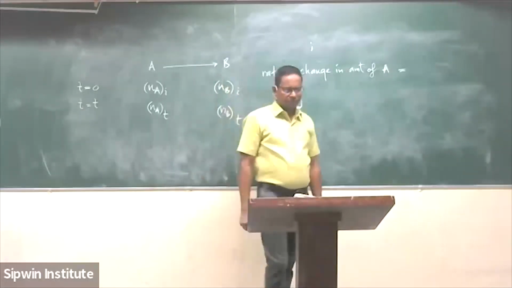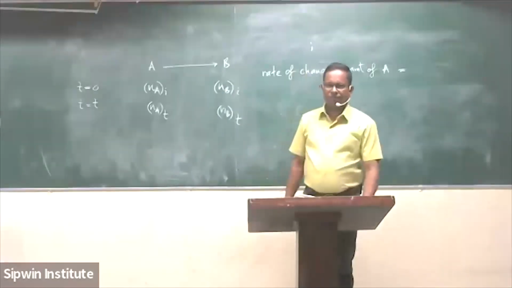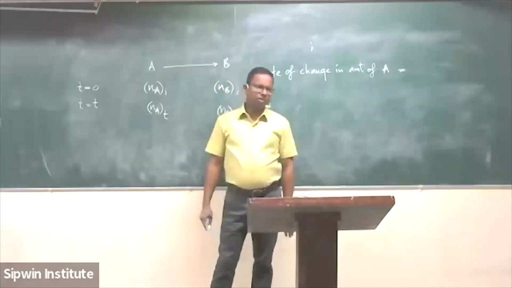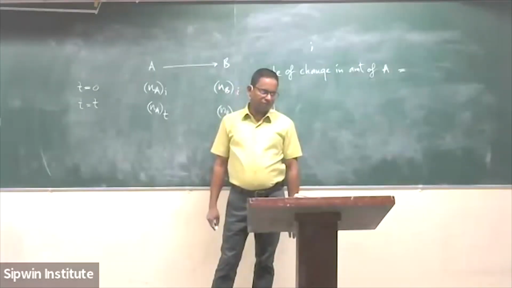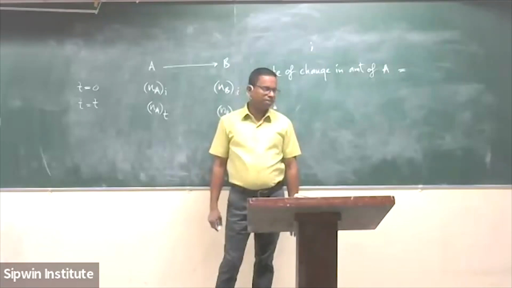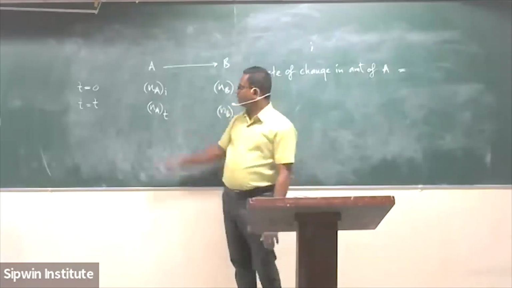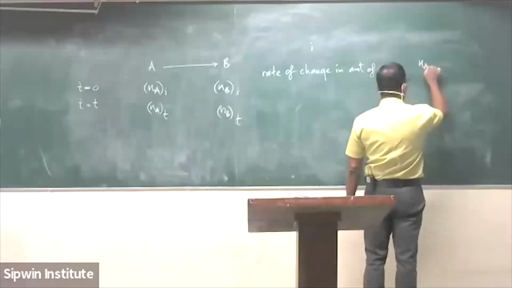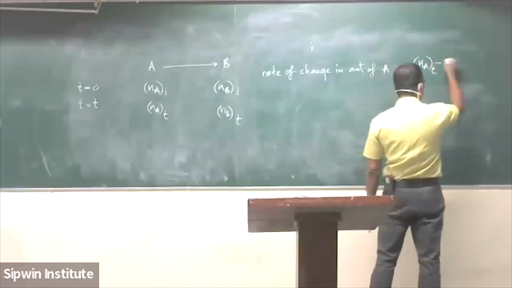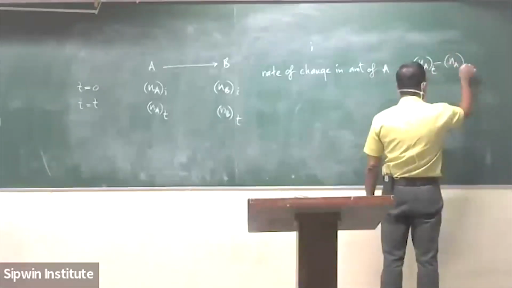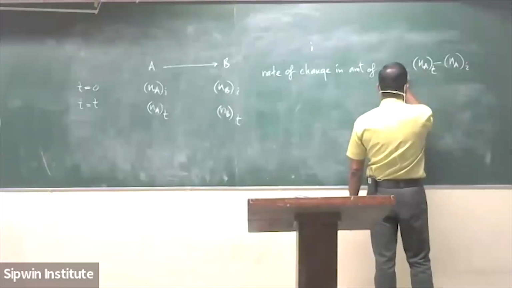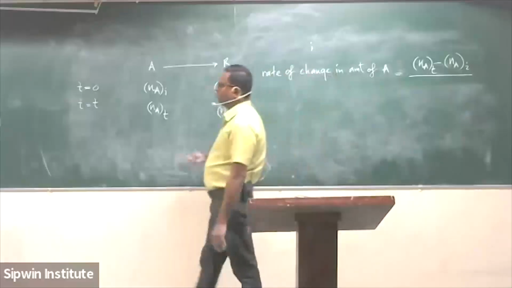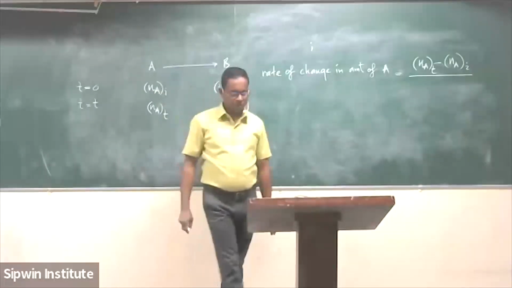Okay. How are you taking the difference? Always you are taking a difference, that is final one minus initial one. Final one minus initial one. Therefore, finally, NA at time t, amount of A at time t, minus amount of A at the beginning, initial, divided by final time t minus 0.